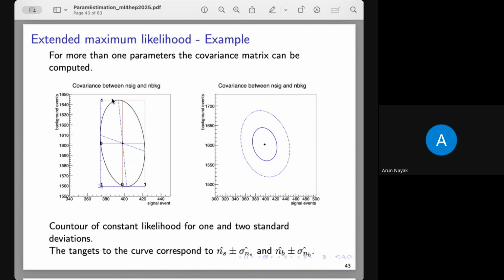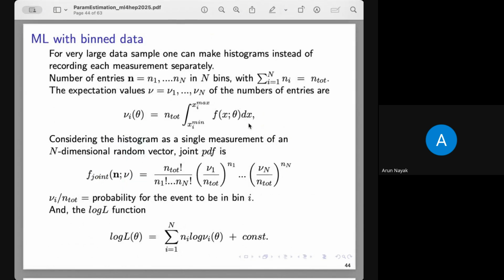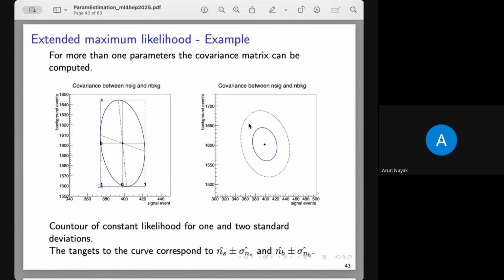And the tangents in this case, so for example here and here, give the 1 sigma deviation for mu s, and the tangents here and here give the 1 sigma deviation for mu b. And similarly, you can also plot not only the 1 sigma contour but also the 2 sigma contour here. Now, are there any questions at this point?